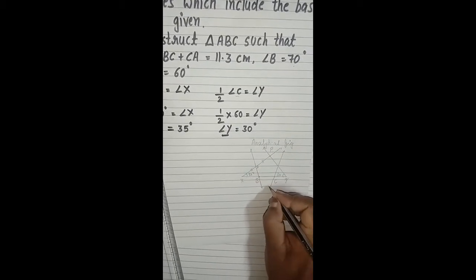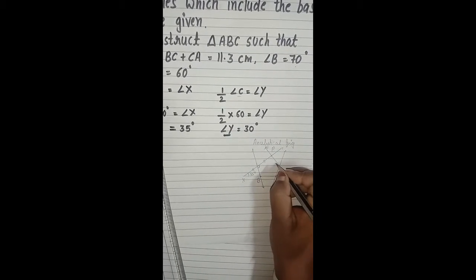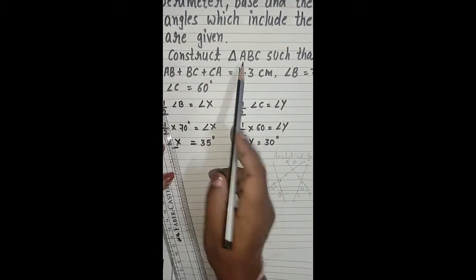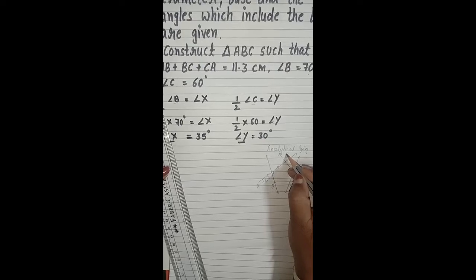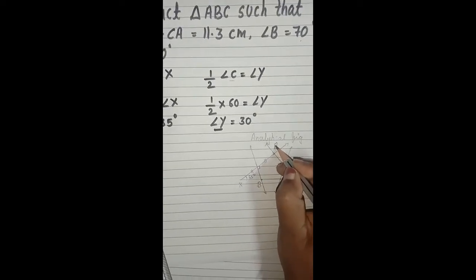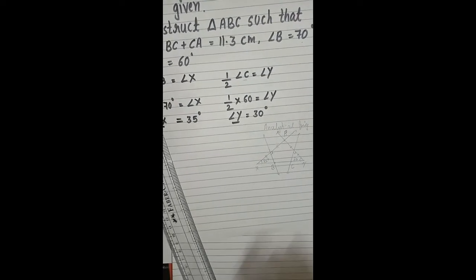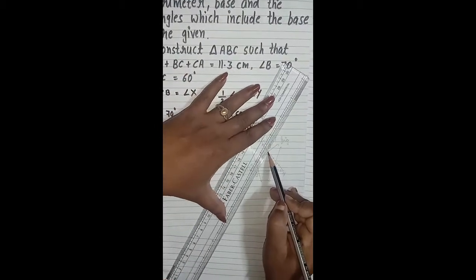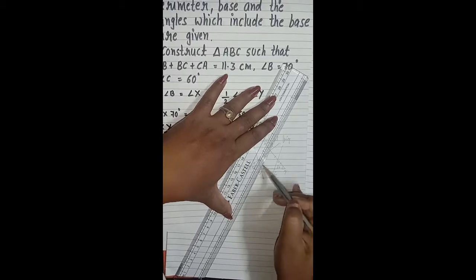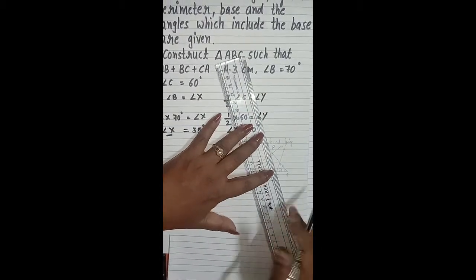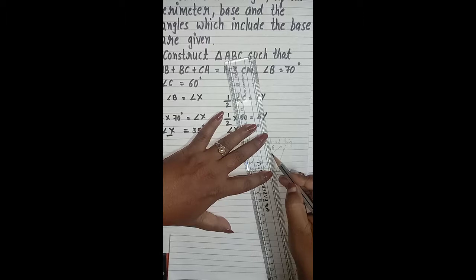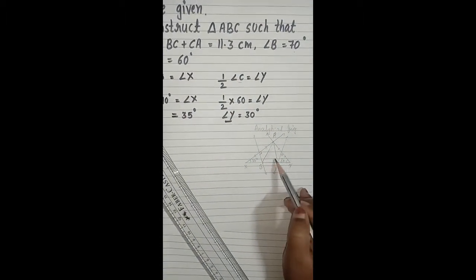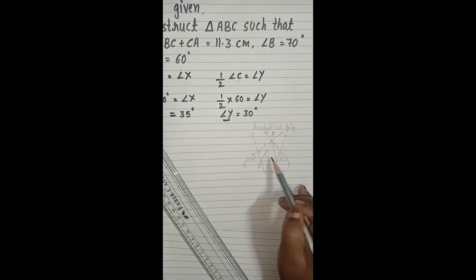Okay, and I will draw the perpendicular sign here. This is the identical mark, O. Now our triangle is what? ABC. So here instead of P, I will take directly the point A. Then I will join AB and AC. So this is the required triangle.